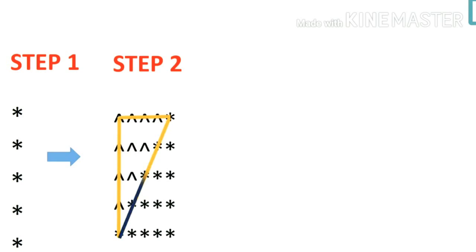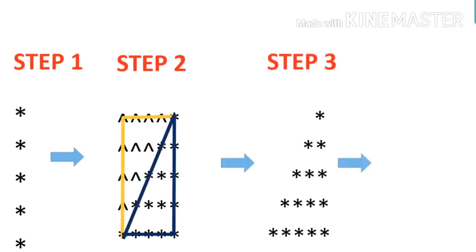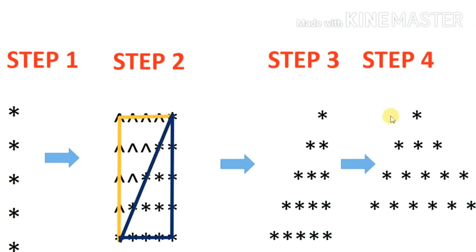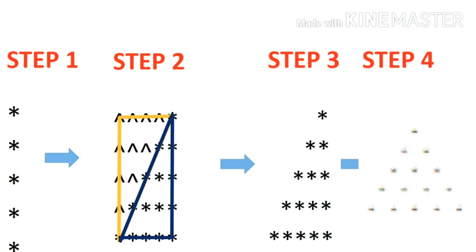And in the other part we have to give spaces. In the first line we have to give 4 spaces, then 3 spaces, 2 spaces, then 1 space. For this we will get a pattern as shown in the figure of step 3. And finally we will get the step 4 figure in pyramid star form. So let's start the program.